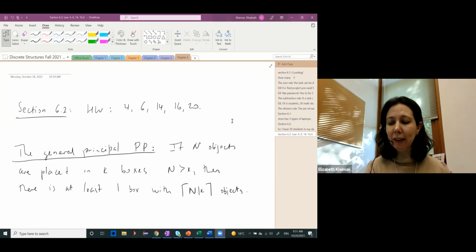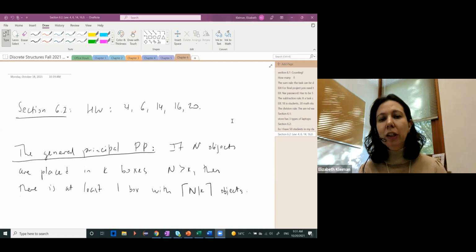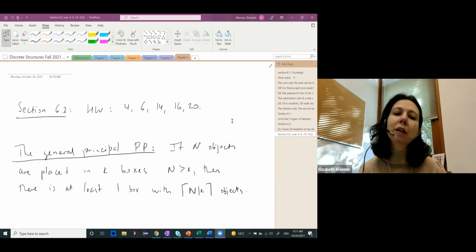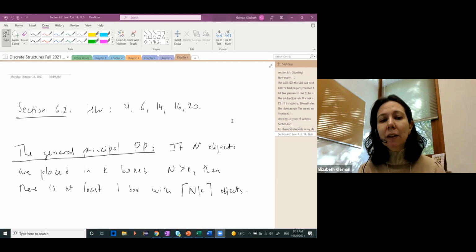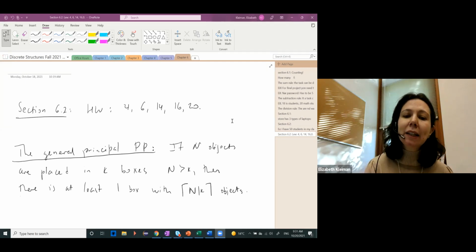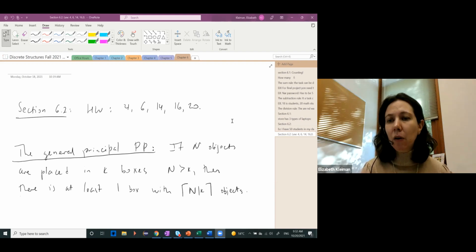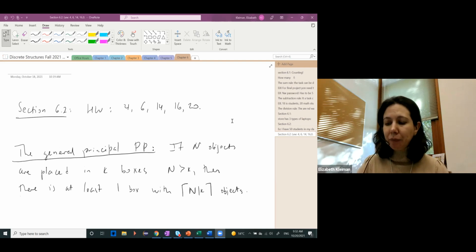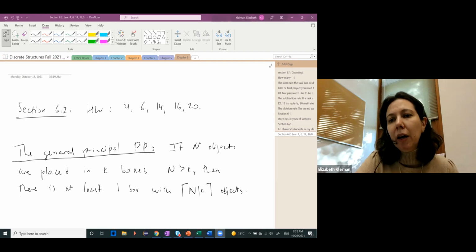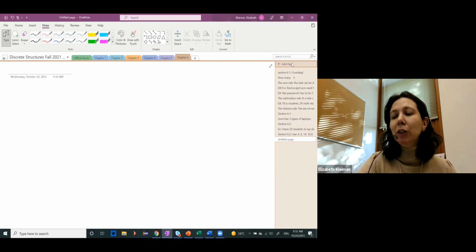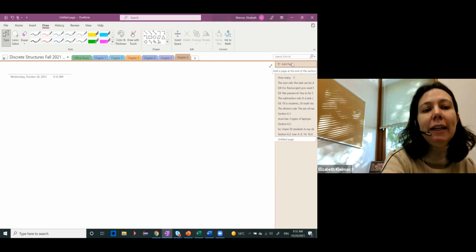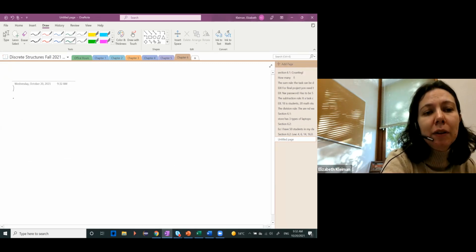We're kind of finalizing it, and I want to remind you of the general pigeonhole principle. It says that if you have n objects placed in k boxes with n bigger than k, then there is at least one box with at least n over k objects. So here is the question. I'm going to give you a couple of exercises, and this time I anticipate you to give me the answer. Example.